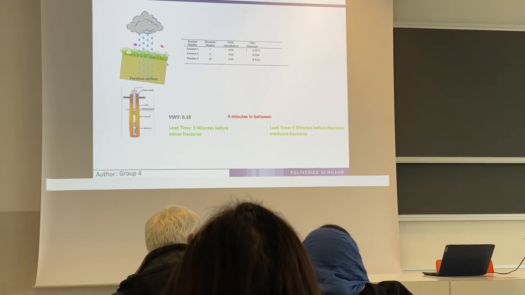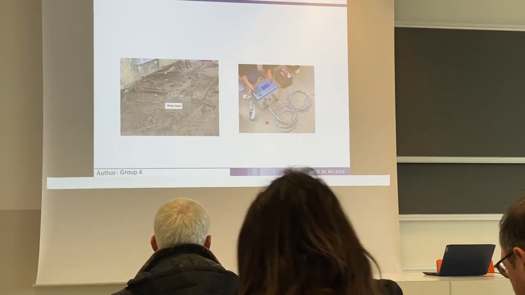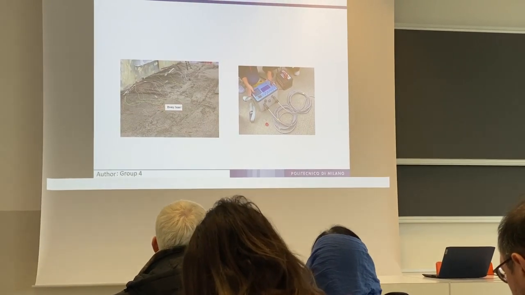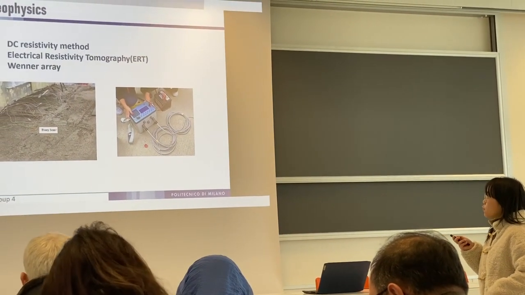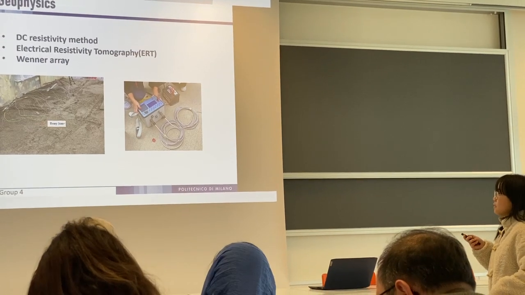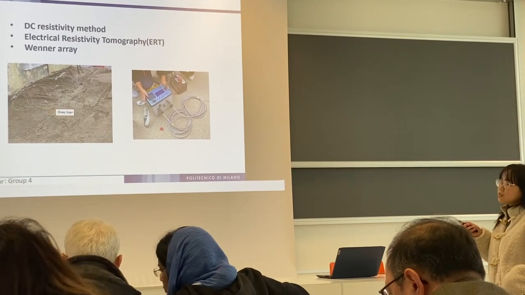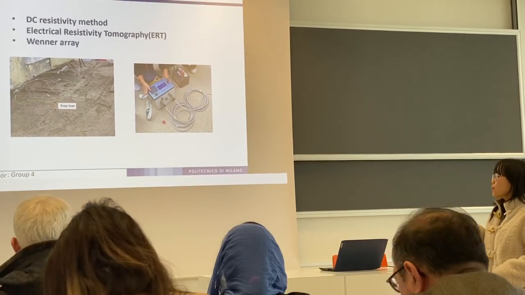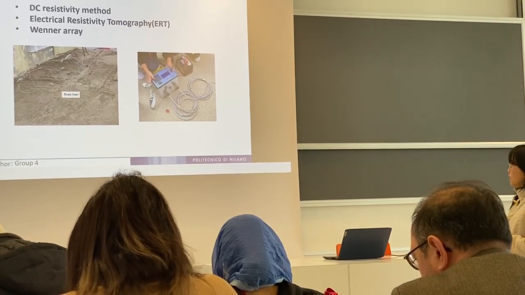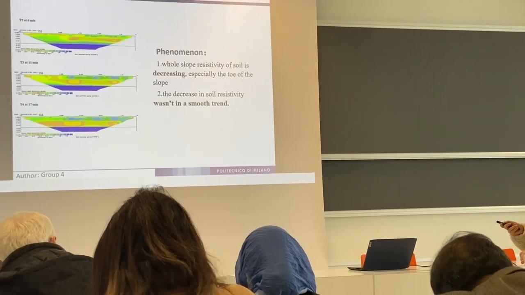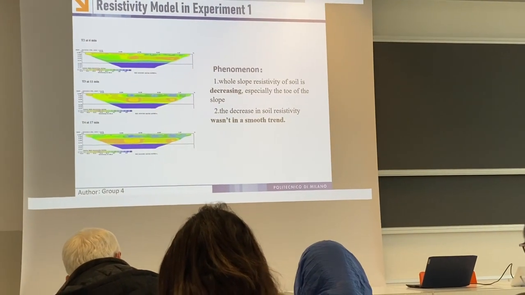Hi, my name is... and now I'm going to finish the geophysical part about the landslide. In this part we use the DC resistivity method, and the resistivity measurement is using ERT with the linear array. We put the electrodes every 3 centimeters with the cables connecting to the instruments. And then we do the resistivity model.